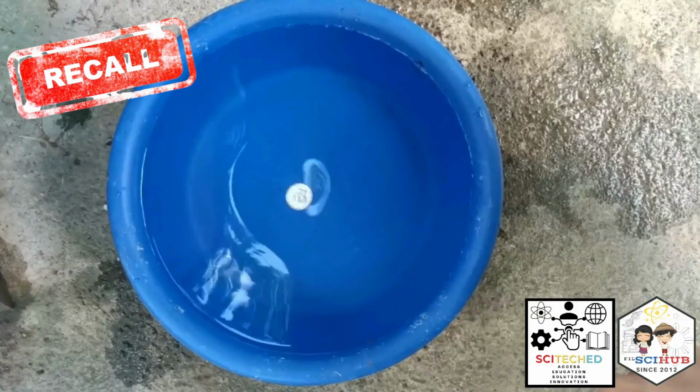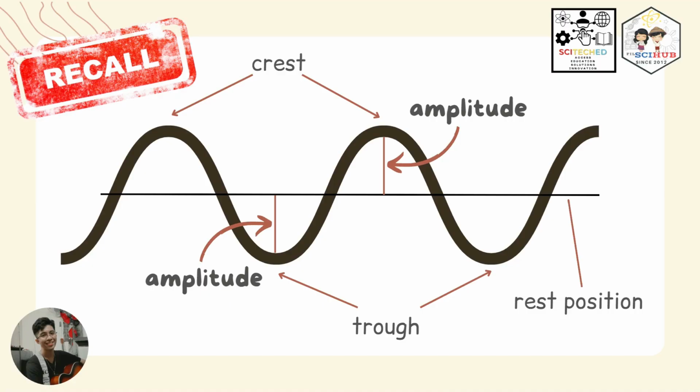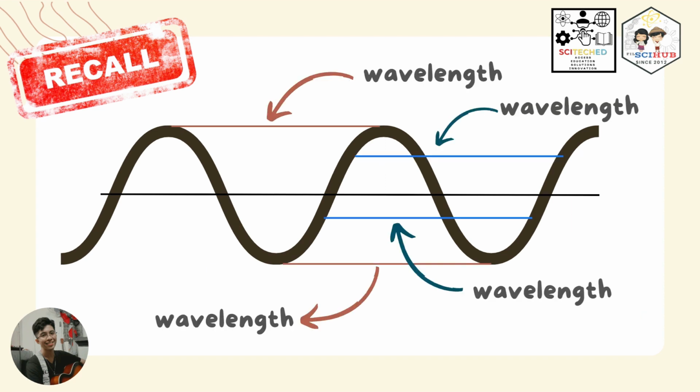We also talked about two important characteristics of a wave. Number 1, amplitude, which is the maximum displacement from the resting position to the top of a crest or to the bottom of a trough. And number 2, wavelength, which is the distance between two successive crests or two successive troughs, and which is also equal to the distance between any two identical points on successive waves.